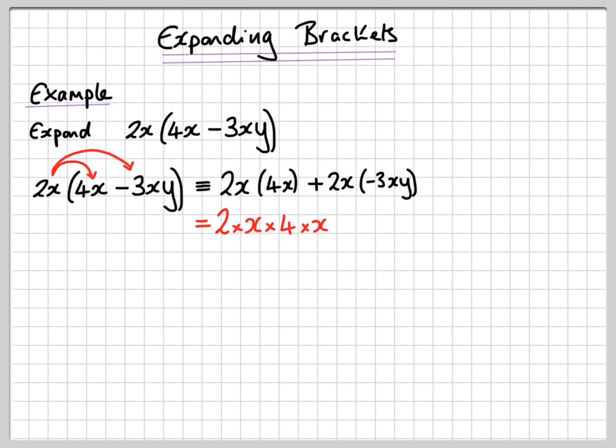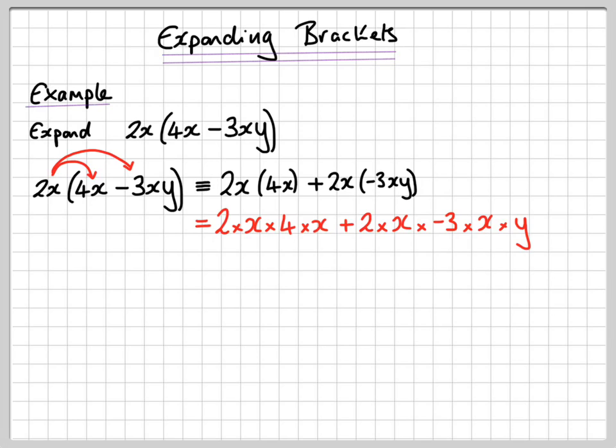Well, 2x means 2 times by x, and we're going to times that by 4 times by x. Make sure you're happy with what I've just written here in red, and that it's the same as what you see above. For the next part, I've got plus 2 times by x times by minus 3 times by x times by y. And so it looks like this when written out in full.